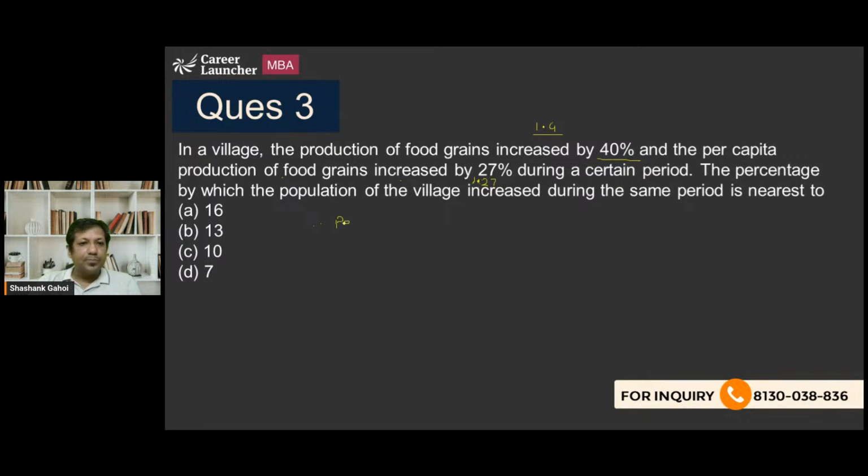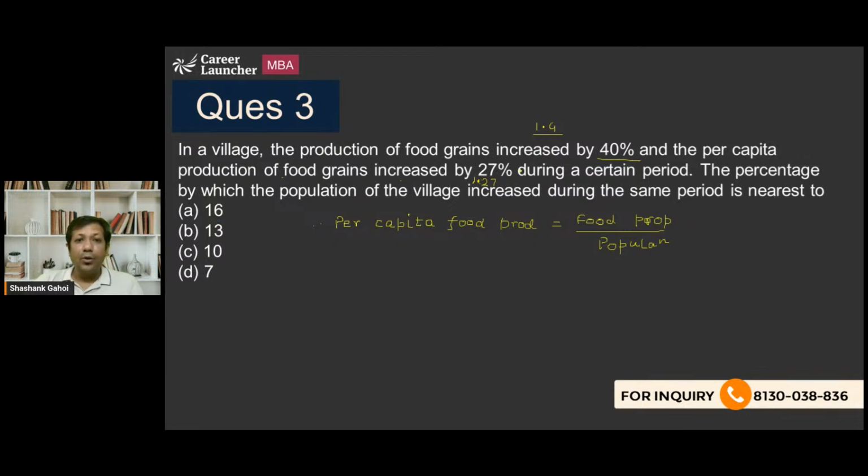Now, what is per capita food production? Whenever you see these kinds of questions, the first thing you are supposed to do is write the formula. So, per capita food production is equal to food production divided by population, right? So, this is the formula.